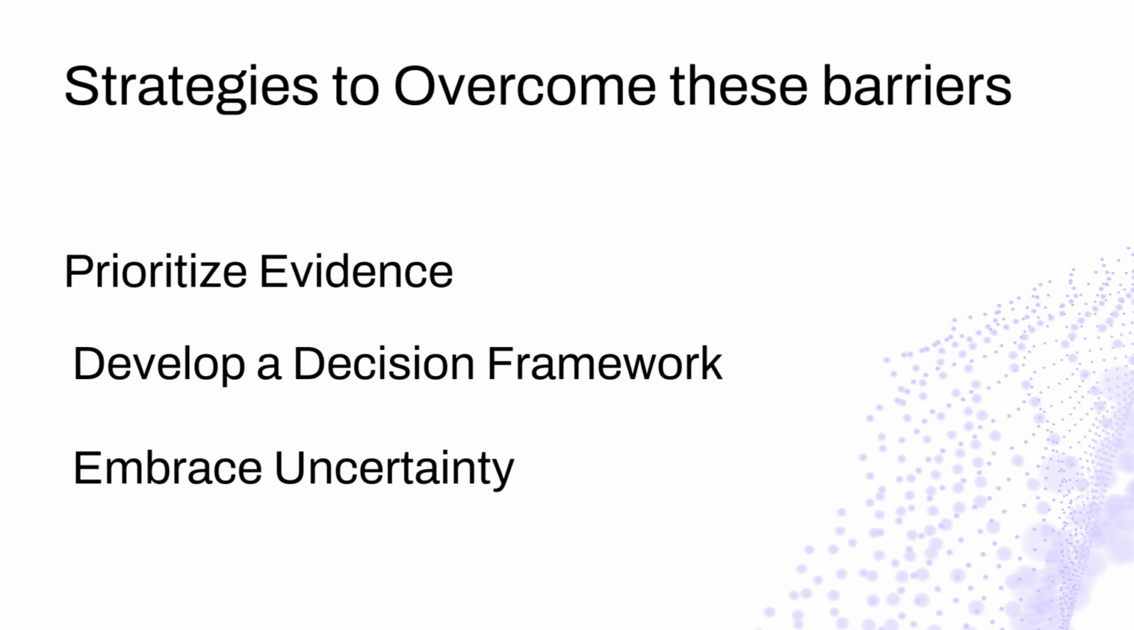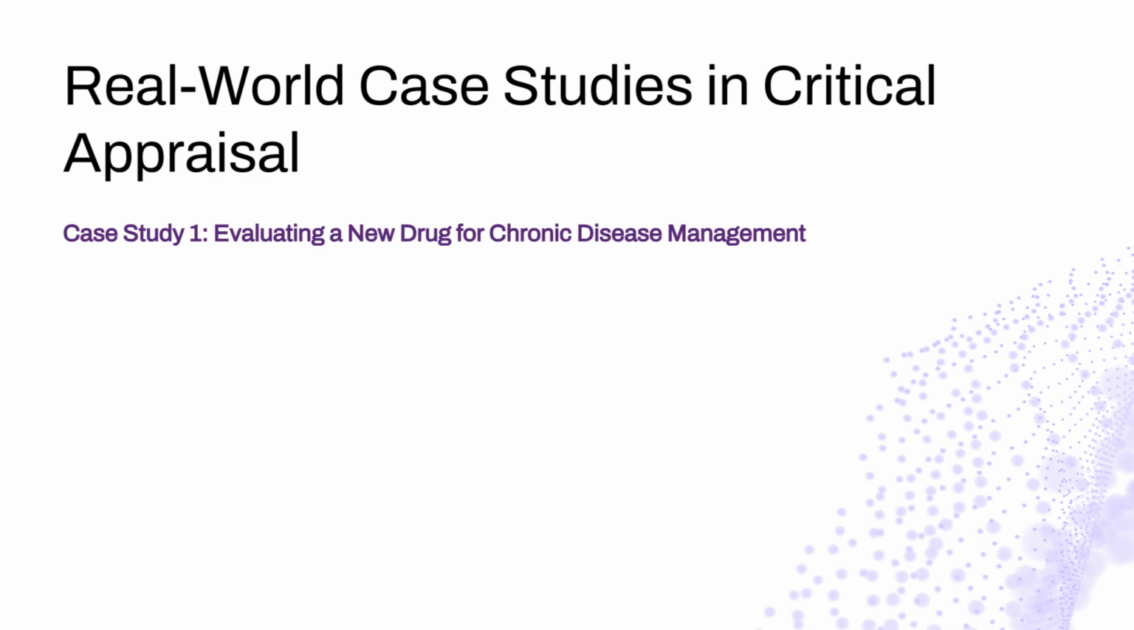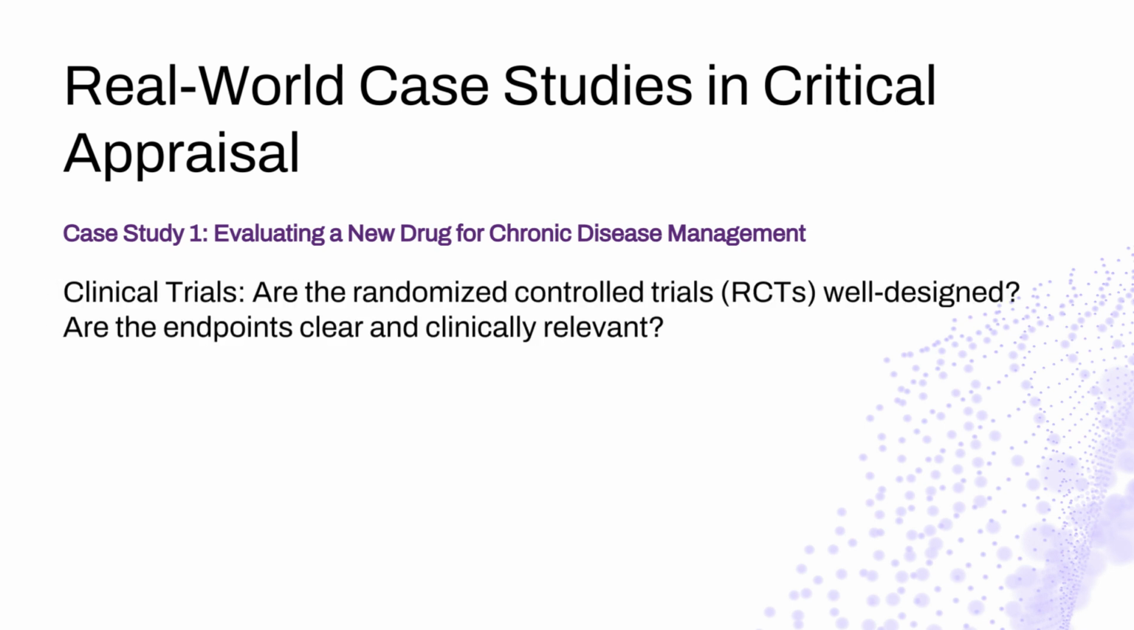Now let's move to some practical case studies to see these strategies in action. Case study 1. Evaluating a new drug for chronic disease management. Let's say a new drug is introduced to manage a chronic disease like diabetes. As a clinician or decision maker, your task is to critically appraise the evidence. What do you look at? Clinical trials. Are the randomized controlled trials, RCTs, well designed? Are the endpoints clear and clinically relevant?